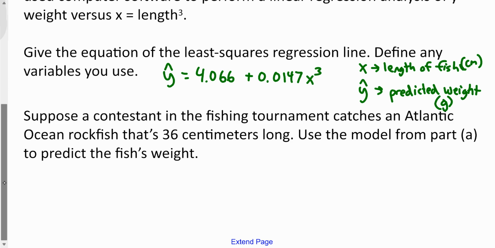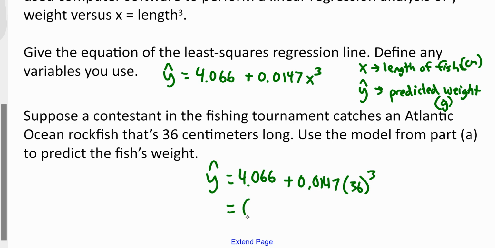All we'd have to do is still plug in for x and get a value. It'd be y hat equals 4.066 plus 0.0147 times 36 cubed, which if you put it in your calculator, you should get about 689.9 grams. For an FRQ, you'd want to put that into a sentence. But this is a common thing that you might be looking at when you have something that's nonlinear.